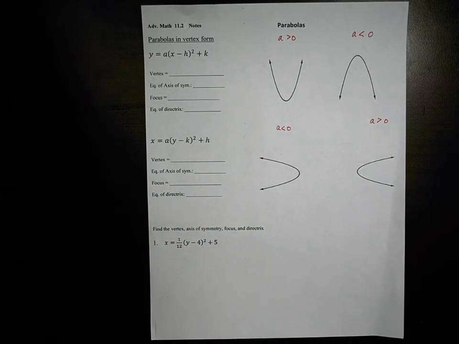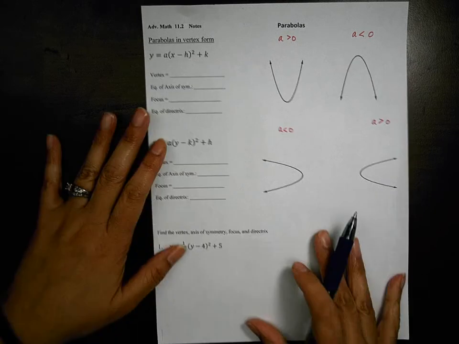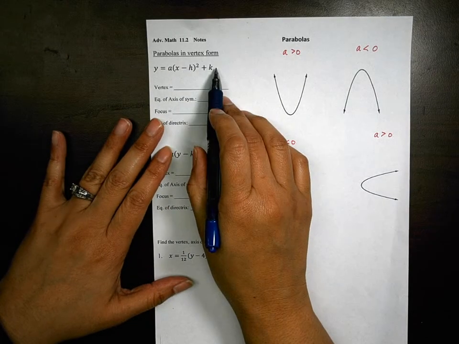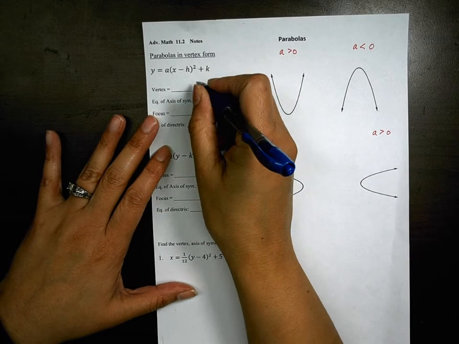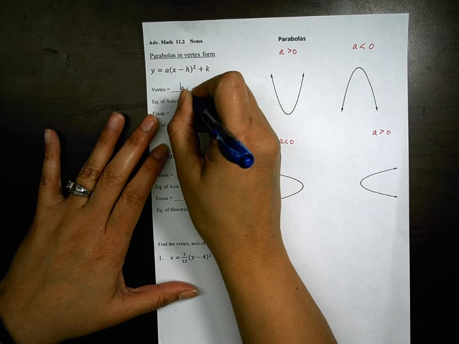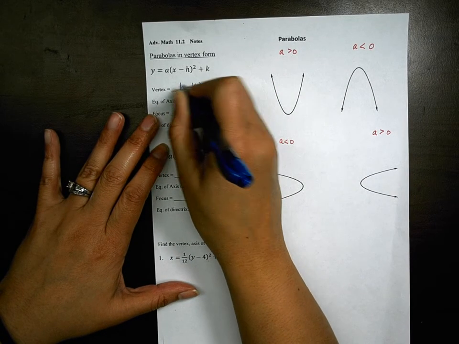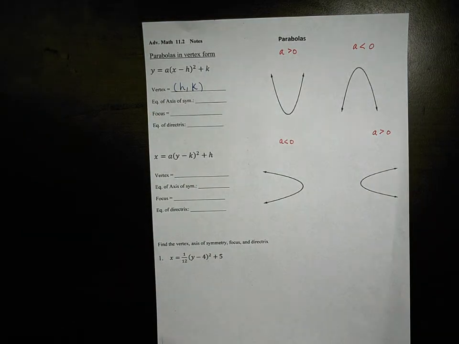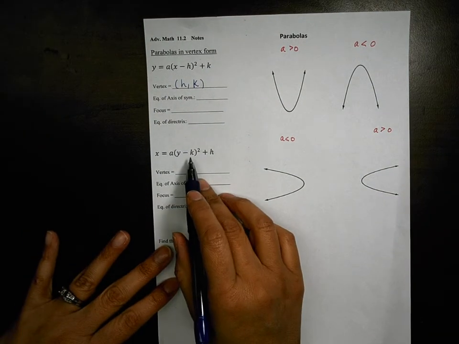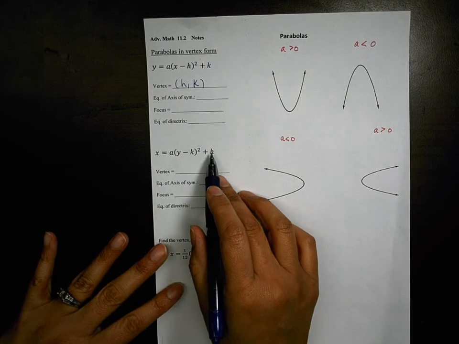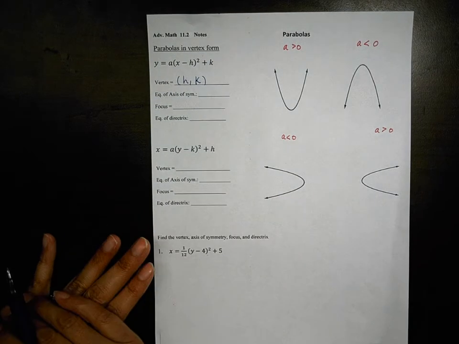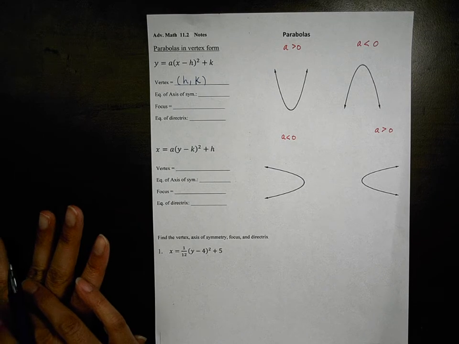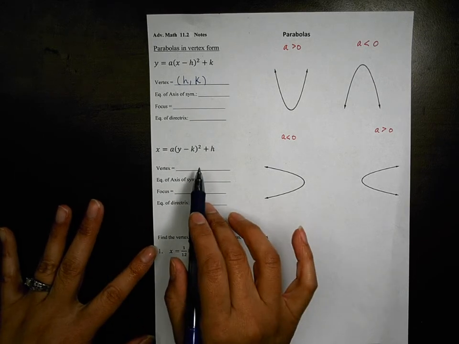Okay, now for the vertex, it's opposite of the inside, outside stays the same. So it's h comma k. Now, that is the same for this one. Opposite of the inside, outside stays the same. But be careful. Do not put h comma k.